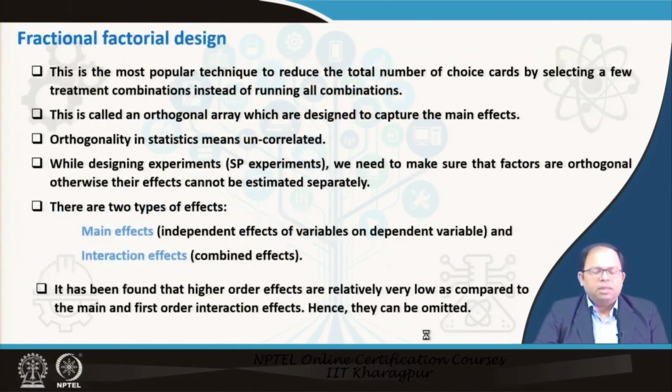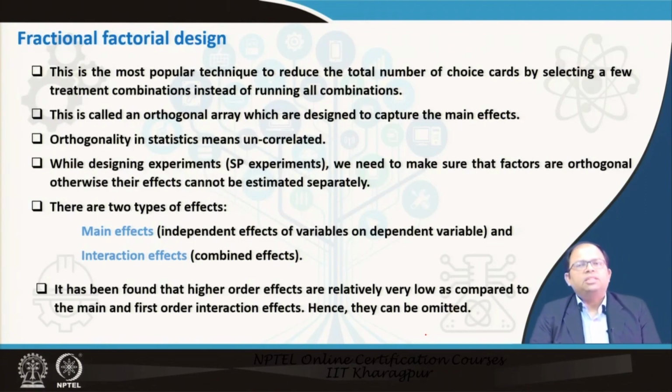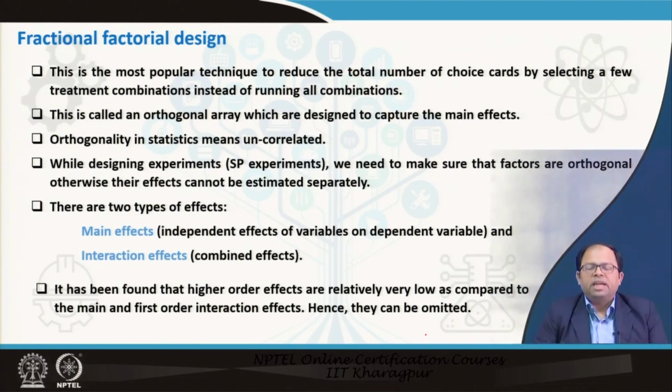So one method to do this is a fractional factorial design. There are of course many other techniques, but this is the most popular technique to reduce the total number of choice cards by selecting a few treatment combinations instead of running all combinations. This is called an orthogonal array, which is designed to capture only the main effects.